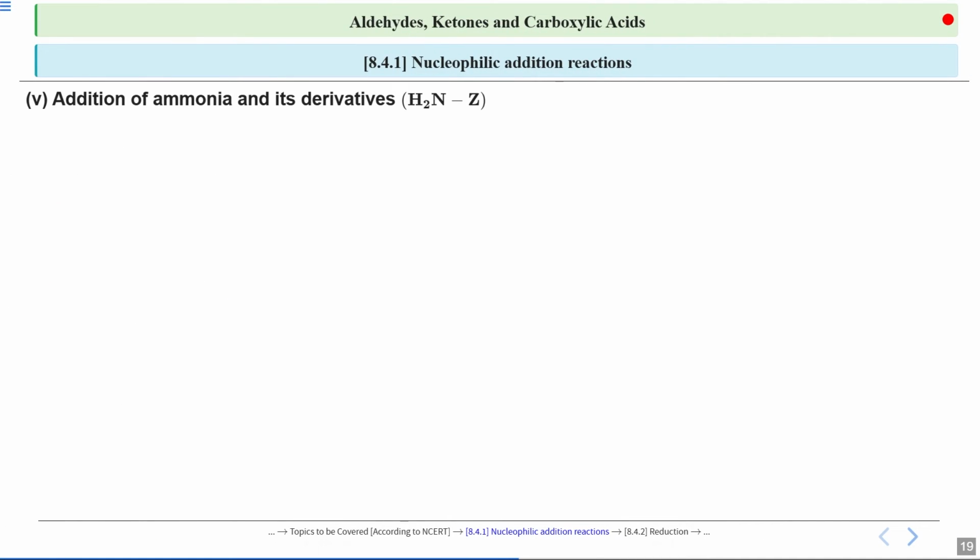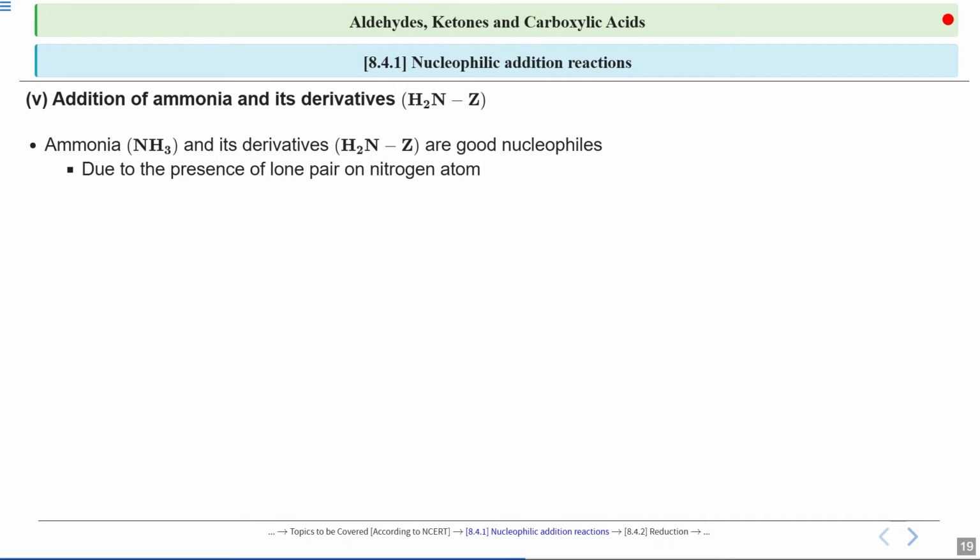Now we will discuss another type of nucleophilic addition reaction, which is the addition of ammonia and its derivatives. Ammonia, which is NH3, and its derivatives, represented as H2NZ, are very excellent nucleophiles. If they are good nucleophiles, they have a strong tendency to donate a pair of electrons. And how do they donate? We know that there are lone pairs on the nitrogen, and that is why they act as excellent nucleophiles, because of the presence of a lone pair on the nitrogen atom.